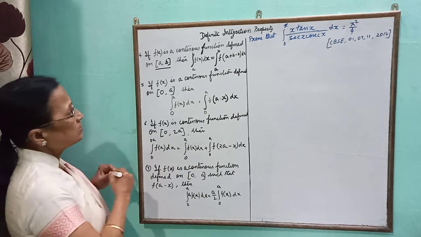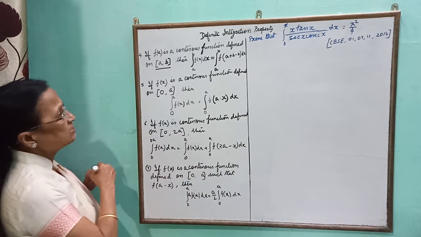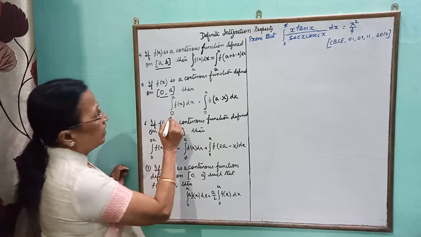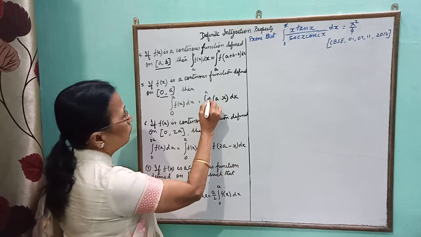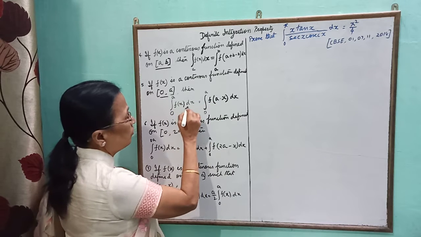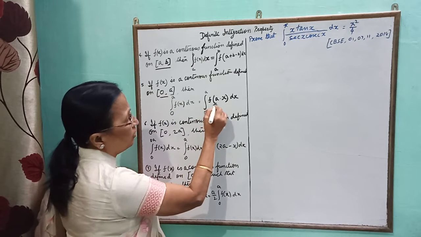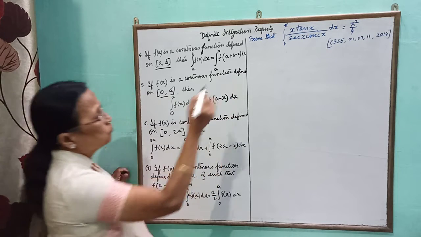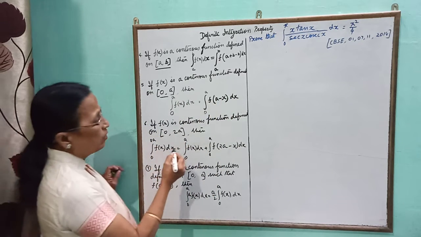And next one is, if f(x) is a continuous function over 0 and a, then integral 0 to a f(x) dx is equal to integral 0 to a f(a minus x) dx. We'll use these properties while solving the problems.